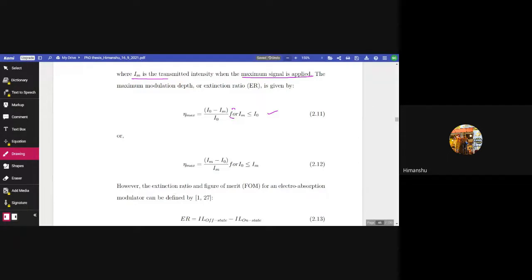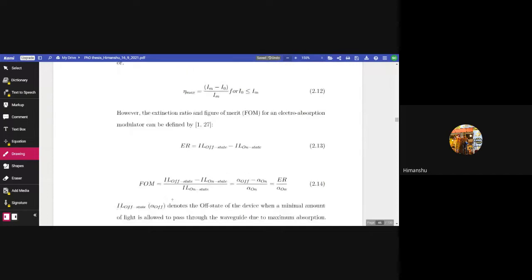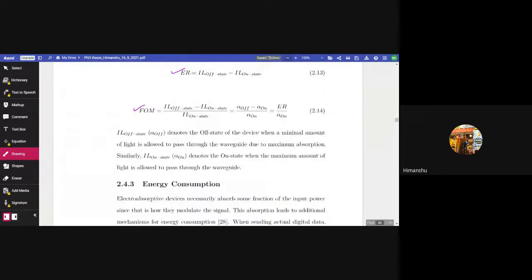However, the extinction ratio and figure of merit, FOM, for an electro-absorption modulator can be defined by reference 127: ER equals IL_off-state minus IL_on-state, where FOM equals (IL_off-state minus IL_on-state) divided by IL_on-state, which can be signified by (alpha_off-state minus alpha_on-state) divided by alpha_on-state, equals ER by alpha_on-state. So IL off-state or alpha_off denotes the off-state of the device when a minimal amount of light is allowed to pass through the waveguide due to maximum absorption. Similarly, IL on-state or alpha_on denotes the on-state when the maximum amount of light is allowed to pass through the waveguide.